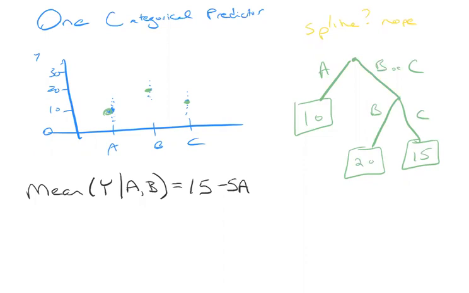Okay, now I want you to, in the question, write down the next term. What do I write over here? It's going to be something about B. So this equation is complete and gives me back the desired prediction, regardless of whether I'm in A, B, or C.